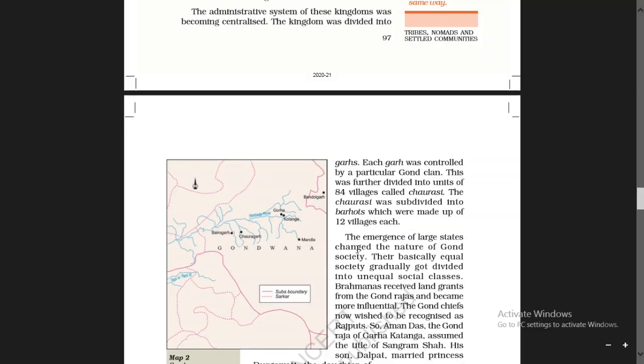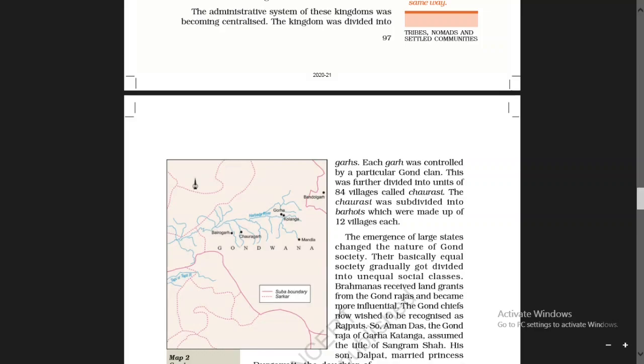The emergence of large states changed the nature of Gond society. Their basically equal society gradually got divided into unequal social classes. Brahmanas received land grants from the Gond Rajas, the Gond kings, and became more influential, meaning having great influence.